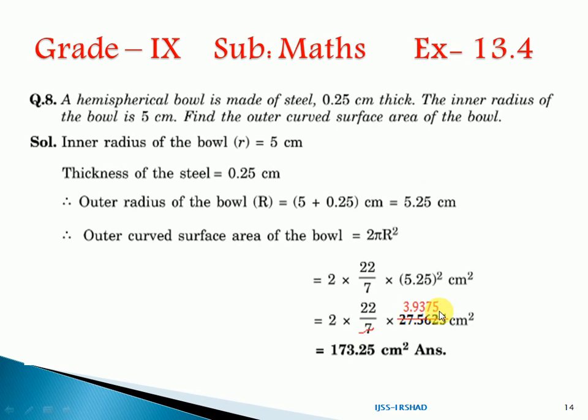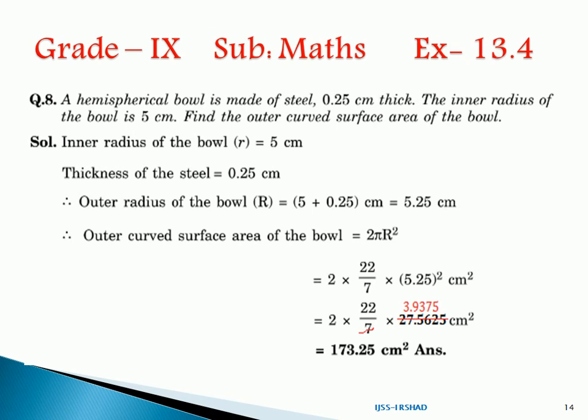By 7 you can cut this, you will get this one. Then you can multiply this 2 by 22, whatever will come, that will be multiplied by 3.9375. You will get 173.25 centimeter square. So the curved surface area of the hemispherical ball is equal to 173.25 centimeter square.